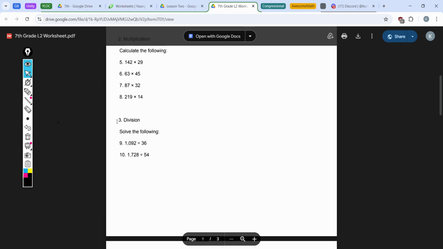And then for our last section of arithmetic, we have division. So we have 1,092, and if you want to do long division, this is how you set it up, with the 36 on the left side. And then we'll ask ourselves, how many times does 36 fit into 10? The answer is 0 times. It doesn't fit at all. So we'll just move on to 109.